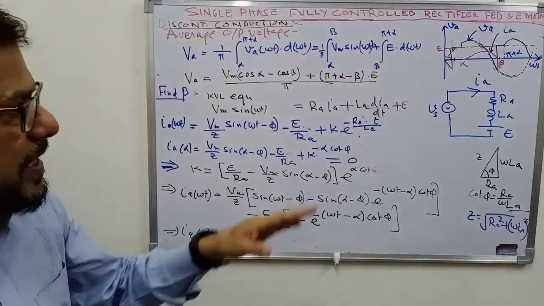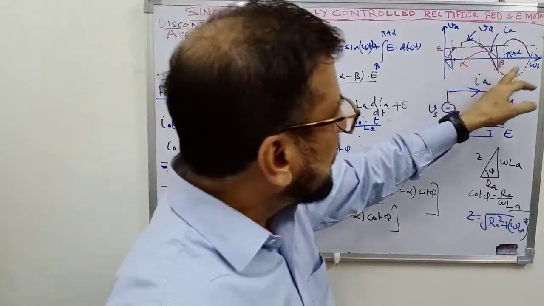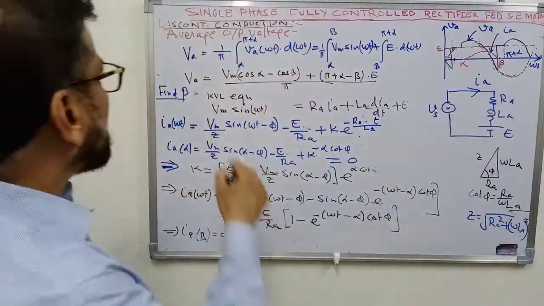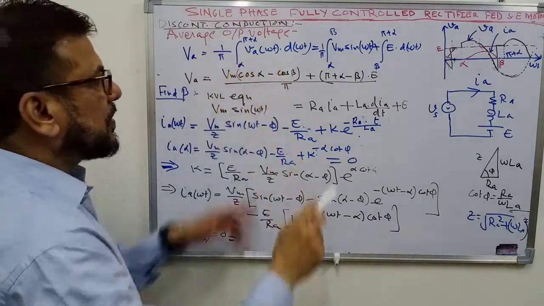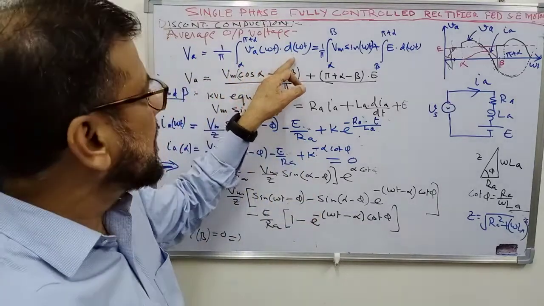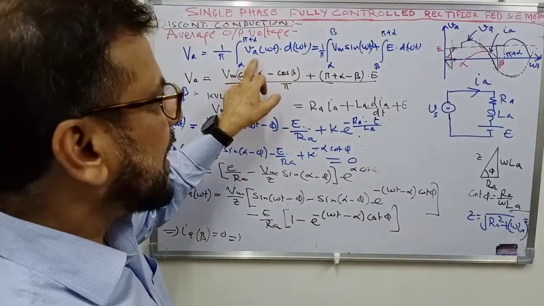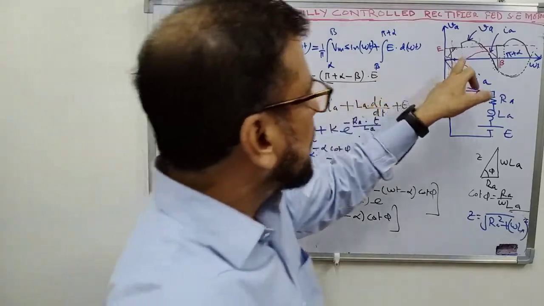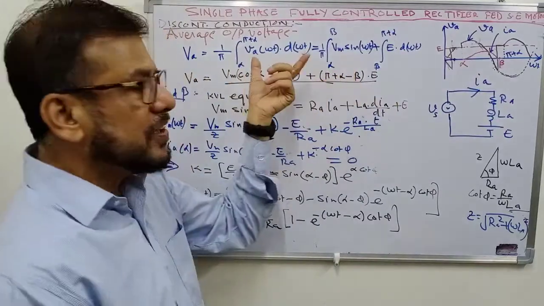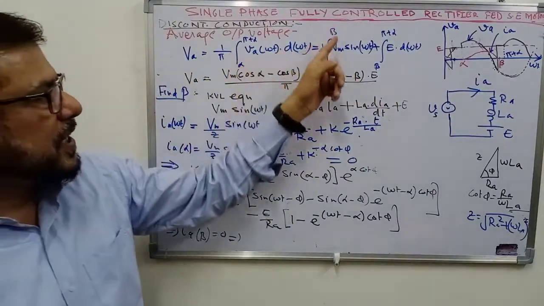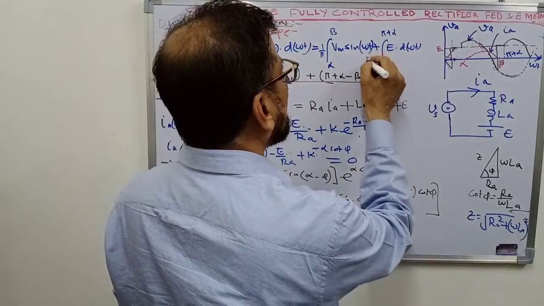If you want to find the average value of output voltage in this case, you have to integrate from alpha to pi plus alpha again. So the average output voltage will be equal to 1 upon pi, integral from alpha to pi plus alpha, of VA d omega t. Now this VA has different values for different intervals. From alpha to beta, VA is equal to Vm sin omega t. So you have to break this integral into two parts. Alpha to beta, it is Vm sin omega t, and you integrate it here, into d omega t.